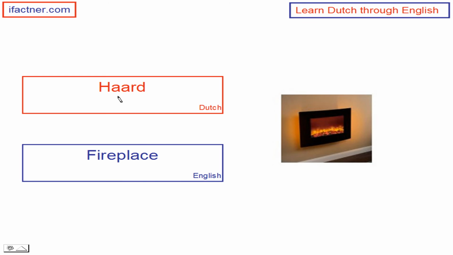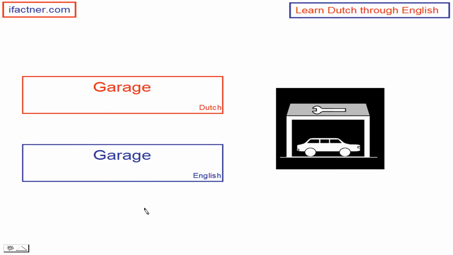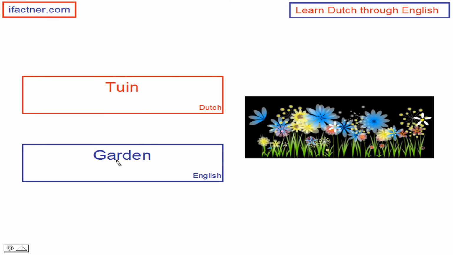Fireplace is haard, H-A-A-R-D, haard. Garage is garage, garage. Garden is tuin, T-U-I-N, tuin.